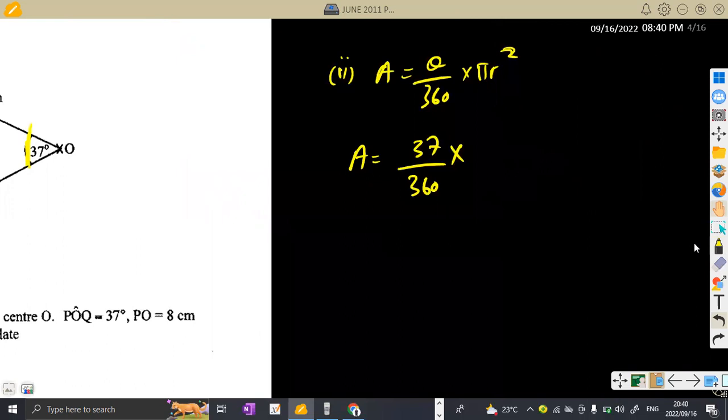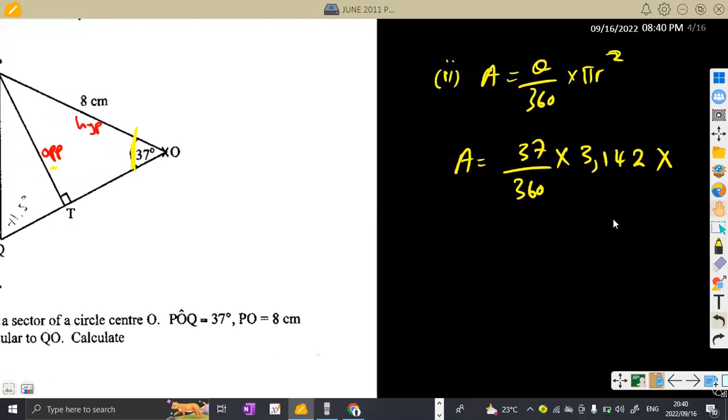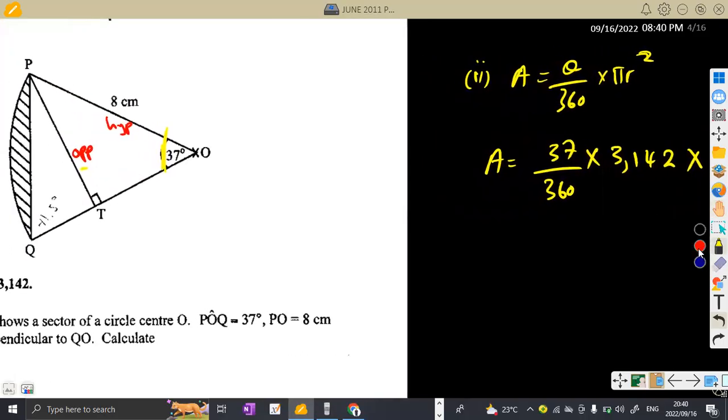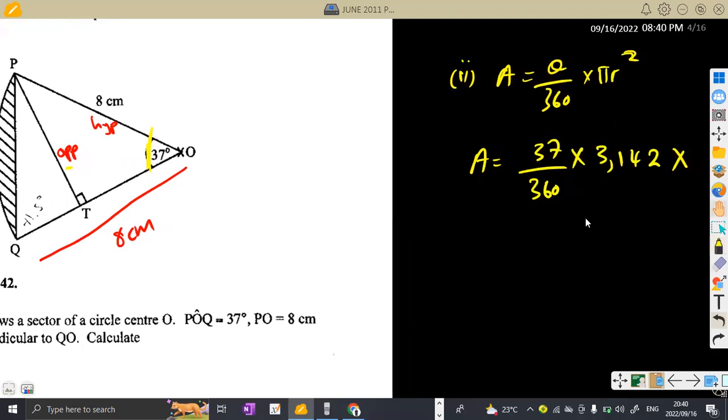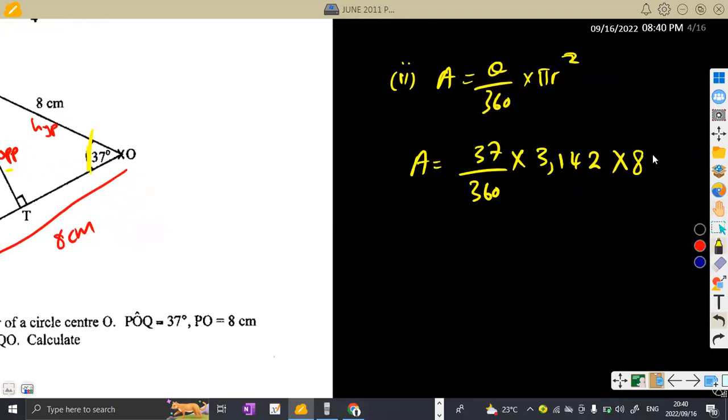So this is 3,142 times r squared, which is the radius. The radius here is 8, which is what you are given. That's your radius, which means it's the same thing also from here, that is also 8 centimeters. So we're going to multiply by 8 squared.